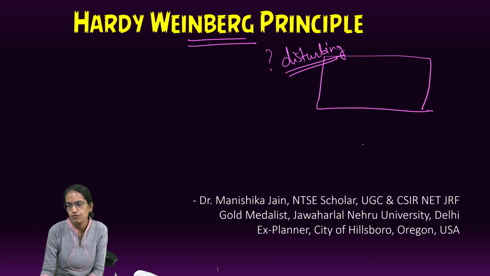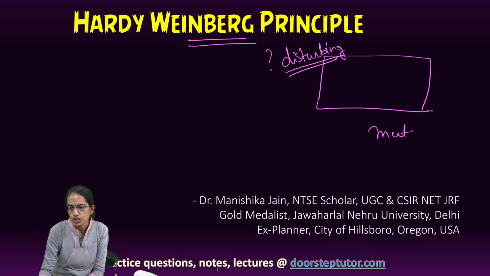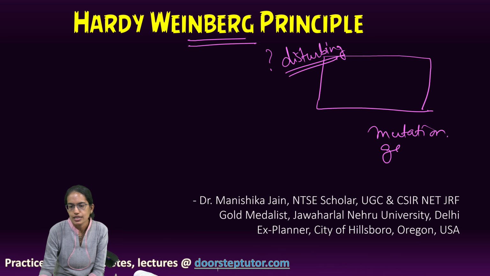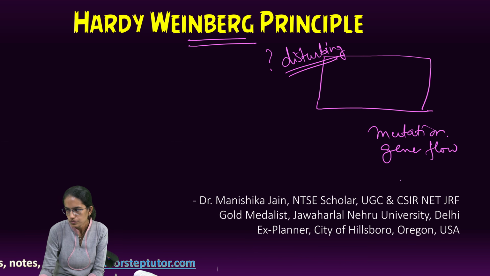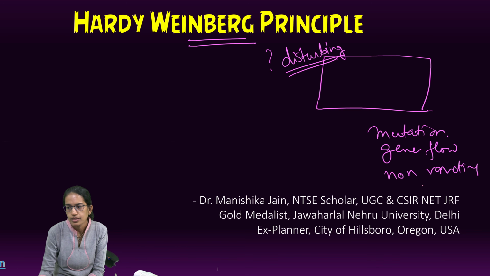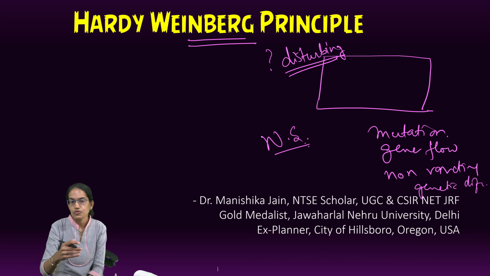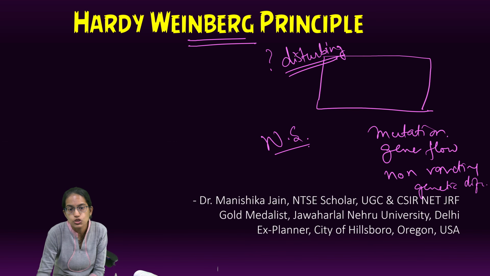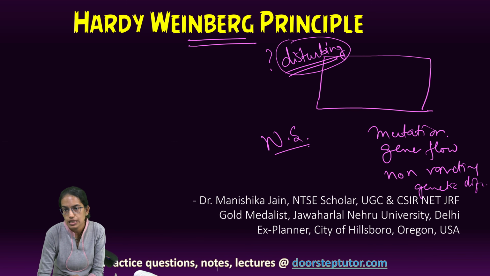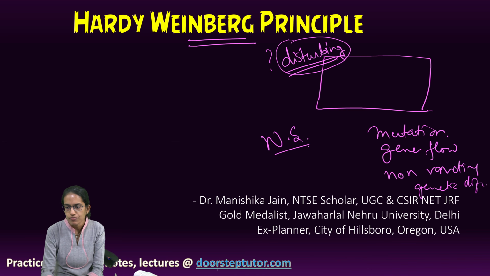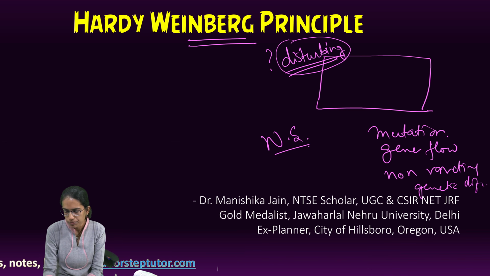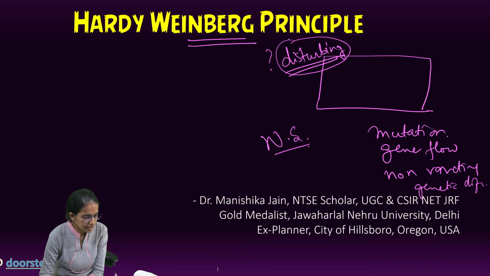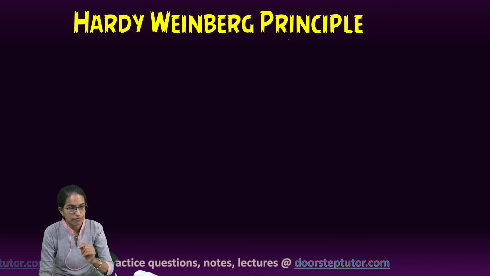What are the disturbing forces? The common disturbing forces are mutations, then there is gene flow, non-random mating, then there is genetic drift, natural selection. All of these are the factors which cause the disturbance in the equilibrium. So whenever we focus on the equilibrium, we understand that this equilibrium can be affected by various factors.